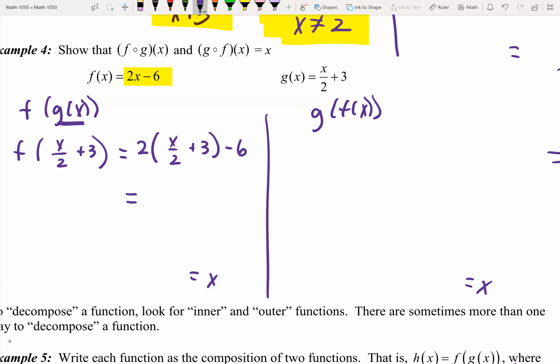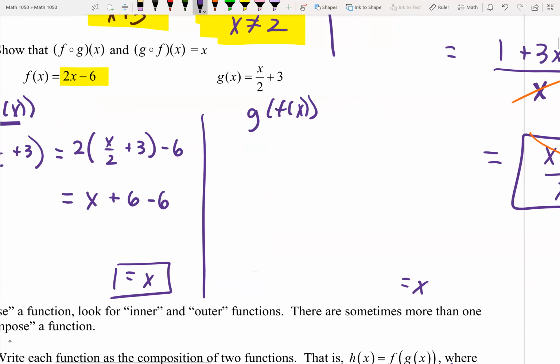When you distribute the 2, can anybody tell me what 2 multiplied by x over 2 is equal to? What's that equal to? X. Yes, it's an x. The 2's just cancel. And then 2 times 3 is 6 minus 6. Now the 6's cancel, and now you get your x. Okay, let's do the next one.